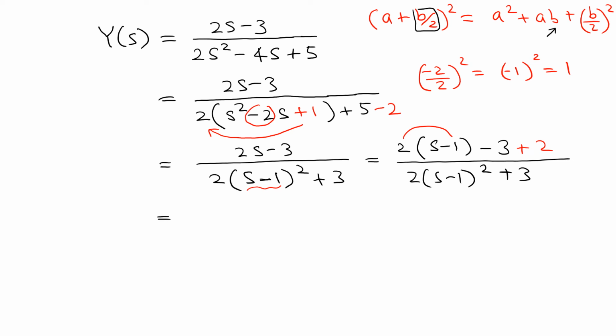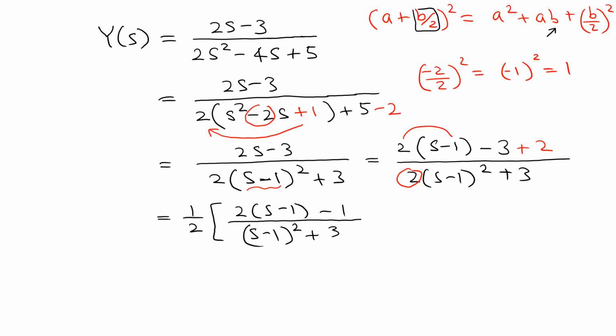Actually, next what we can do is simplify this, and also we're going to pull this 2 out. So let's do that. It is 1/2. We take it out from the denominator, and the numerator you're going to simplify. So in the numerator it is going to be 2s minus 1 minus 1. And in the denominator, what we have is s minus 1 squared. That's exactly what we need. And plus, since you pull out a 2, it's going to be 3/2.